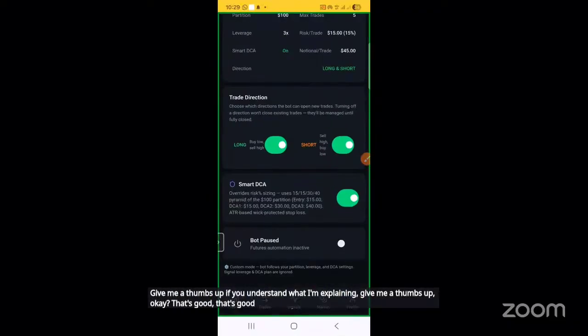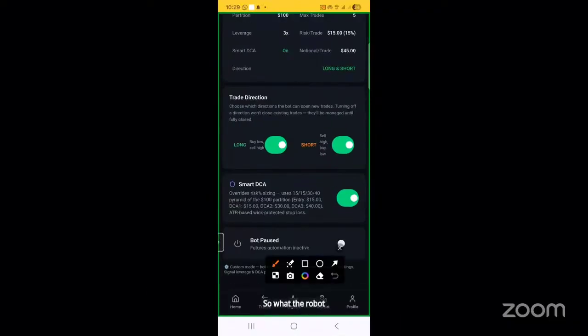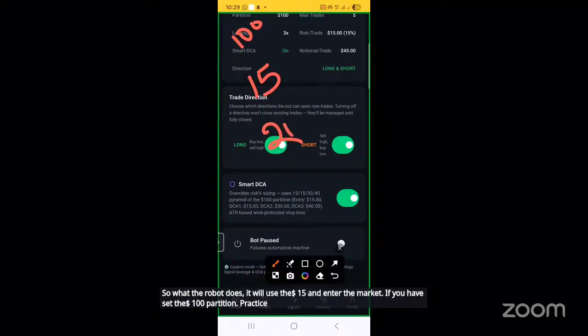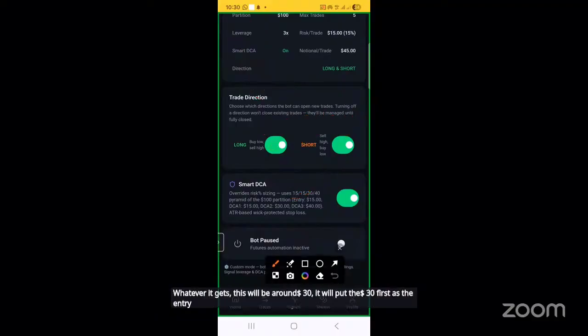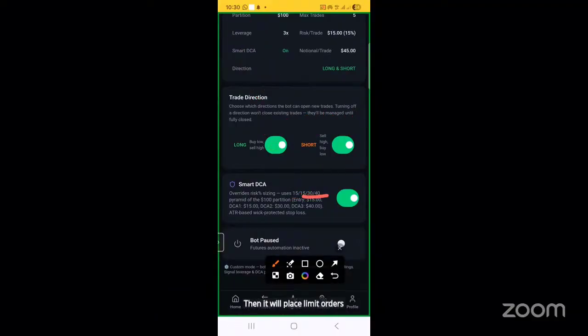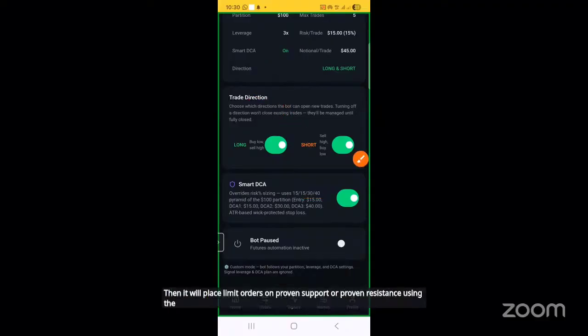So what the robot does, it will use the $15 and enter the market. If you have set the $100 partition, selected the $200 partition, it's going to get $200 times 15%. Whatever it gets, this will be around $30. It will put the $30 first as the entry. Then it will place limit orders on proven support or proven resistance using the average true range, a measure of how volatile any cryptocurrency can be.